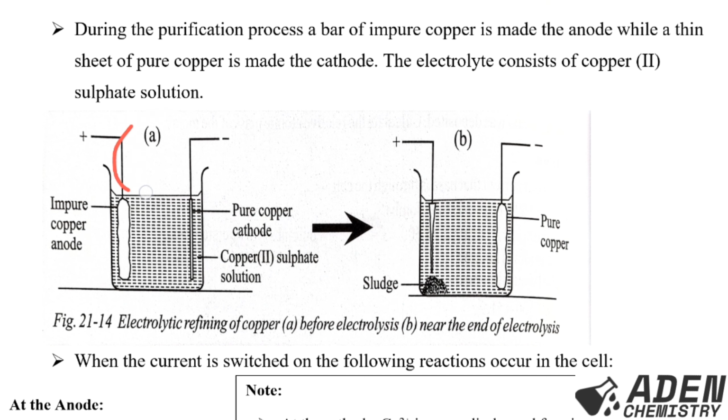So this is at the start of the electrolysis process, but near the end of electrolysis, this is what's going to happen. We are going to have pure copper. Initially the cathode was thin, but now it has been coated by pure copper. What about the anode, which was made up of impure copper? It became thin because the copper loses electrons and goes into solution as copper 2 ions, and we are having here slags.